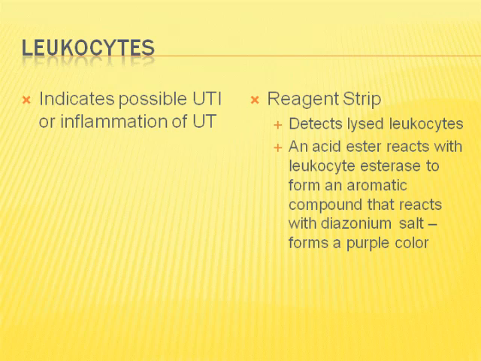This leads us to leukocytes. The reagent strip detects lysed leukocytes, so an acid ester reacts with leukocyte esterase to form an aromatic compound that reacts with a diazonium salt and it forms a purple color. Indicates that there is possibly a urinary tract infection or some kind of inflammation of the urinary tract. So if you see nitrates are positive and leukocytes are positive, probably correct in assuming a UTI.